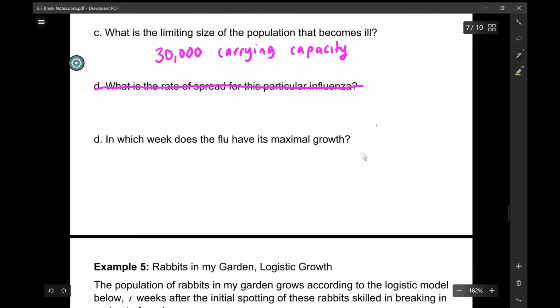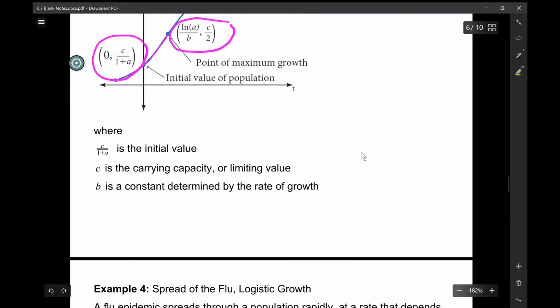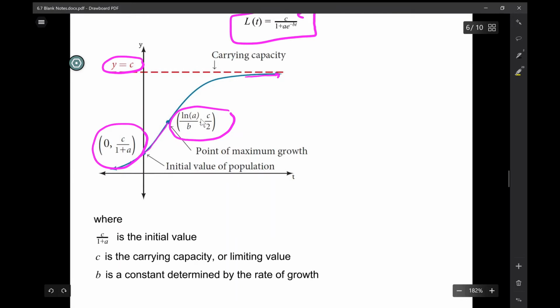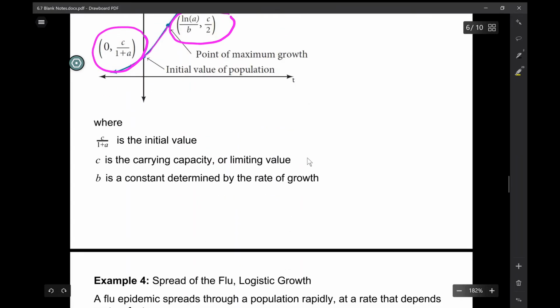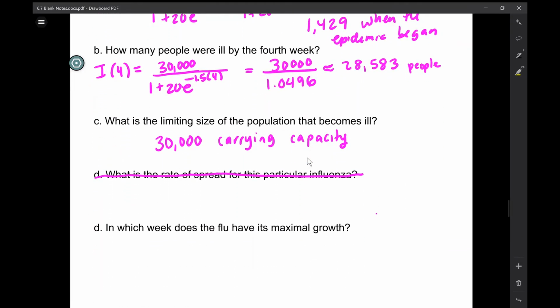Well, if we remember when we first discussed logistic equations on the previous page, it told us where our point of maximum growth would occur, and that's at the value of natural log of A over B. So for this case, our A is equal to 20 and our B is 1.5. So we need to calculate the natural log of 20 divided by 1.5, and that will give us the time, the week, for our maximum growth.